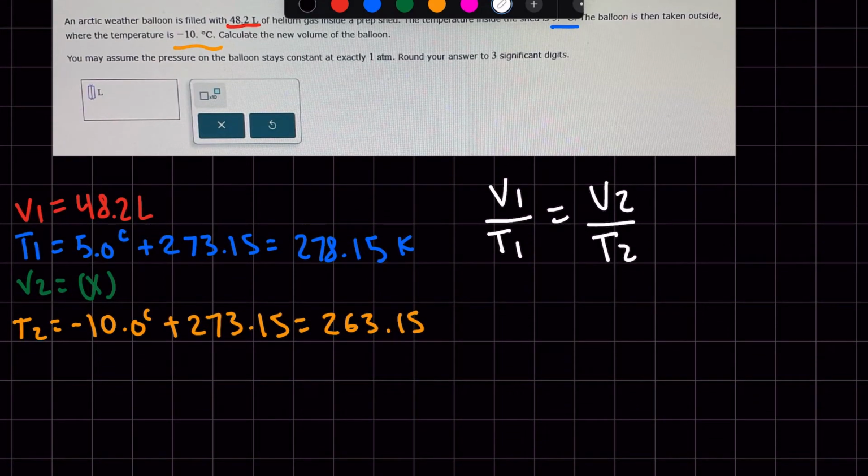So if we go back to our initial equation here, we have V1 over T1 is equal to V2 over T2. We're looking for V2. So what we can do here is take V1 and multiply it by T2 over T1. And now this is our new equation, and we can use this equation.